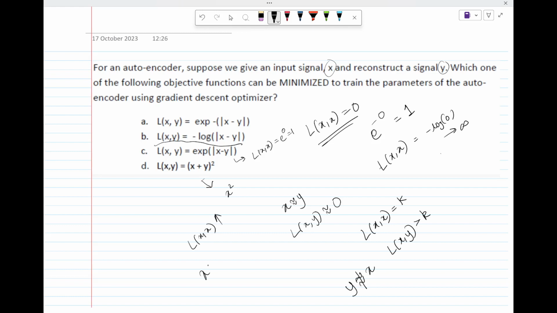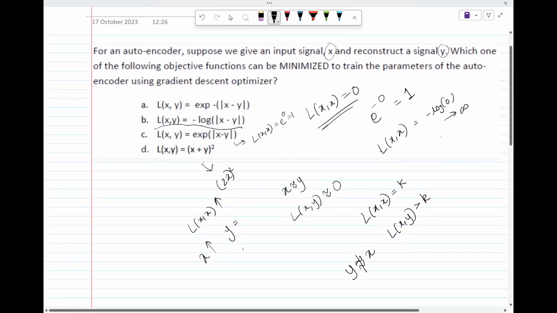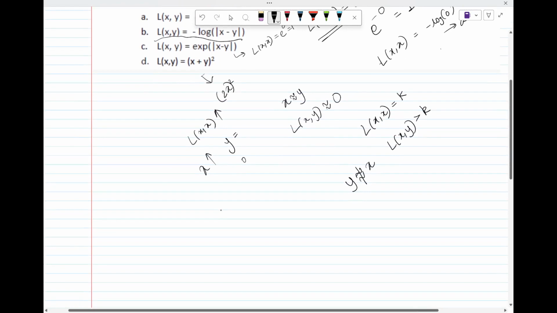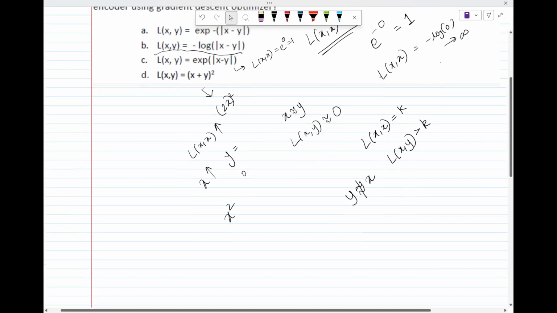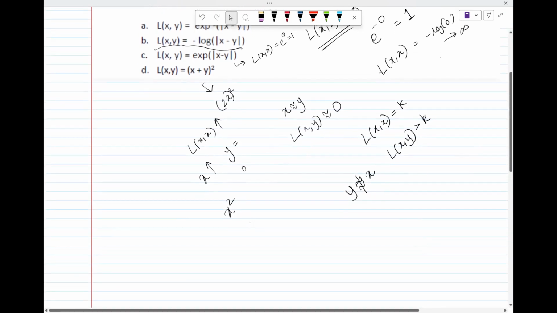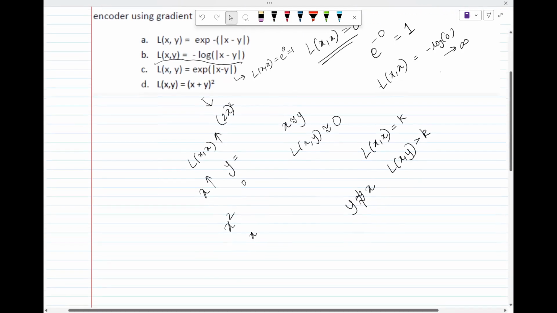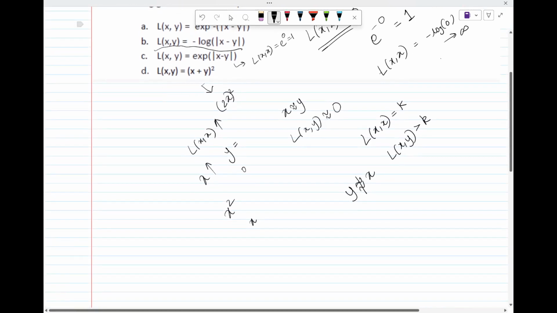Okay, if x is some high value and y is, okay, this would have been 2x squared, right? If x is a very high value and y is 0, then I'll get x squared, which is a very high value. While if x is small and y is also small and they are both the same, then I'll get a very small value. So this is not a very good loss.